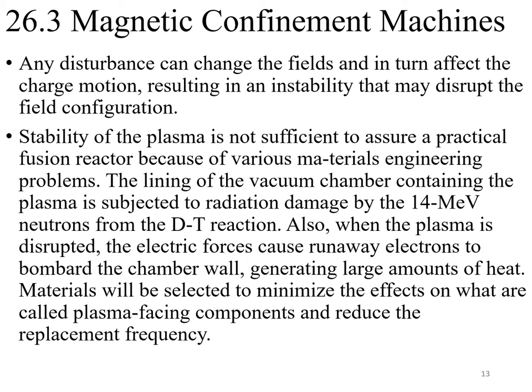Materials will be selected to minimize the effects on what are called plasma-facing components and reduce the replacement frequency. An example is a graphite fiber composite similar to those that were used to protect the surface of the space shuttle on re-entry. Other possible wall materials are silicon carbide, beryllium, tungsten, and zirconium, with the latter metals possibly enriched in an isotope that does not absorb neutrons. Some self-protection of the chamber lining is provided by vaporization of materials, with energy absorbed by a vapor shield.